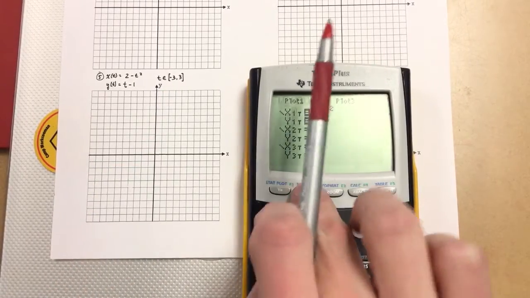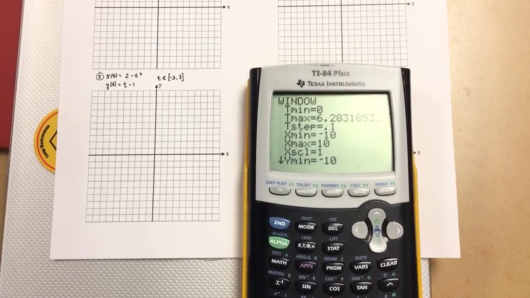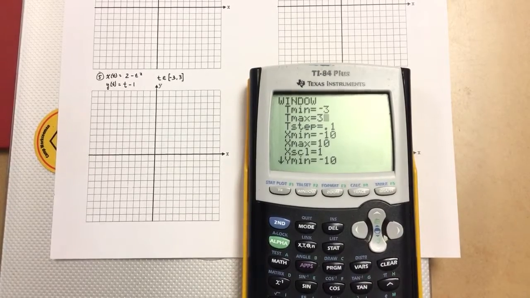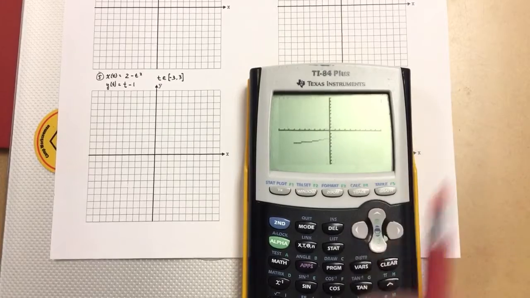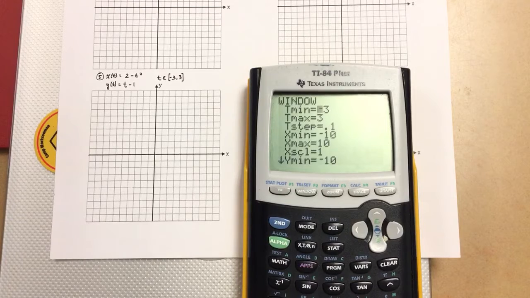When you go into window, t-min is -3, t-max is 3, so -3 to 3. T-step, 0.1 should be fine. There it goes. How's that look? T-min, -3, T-max, 3.